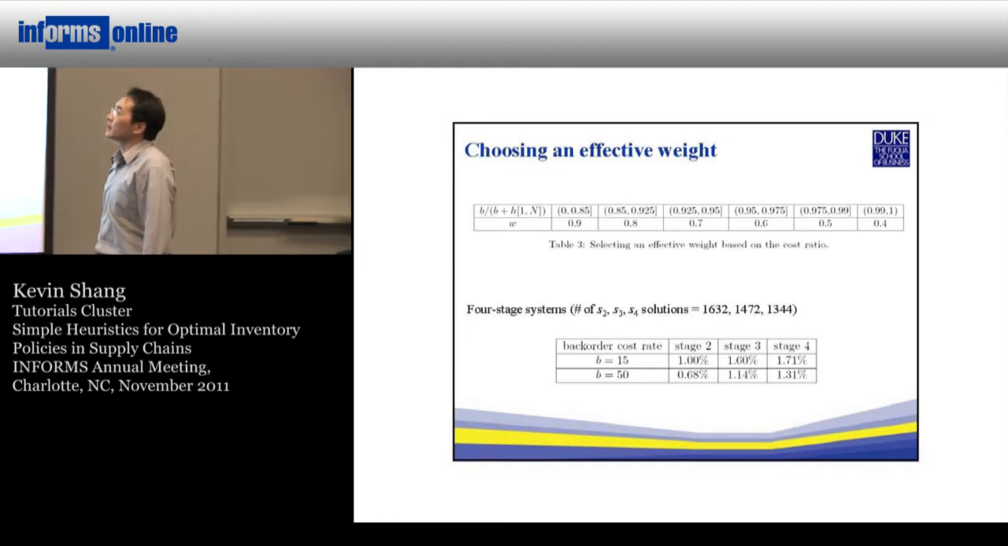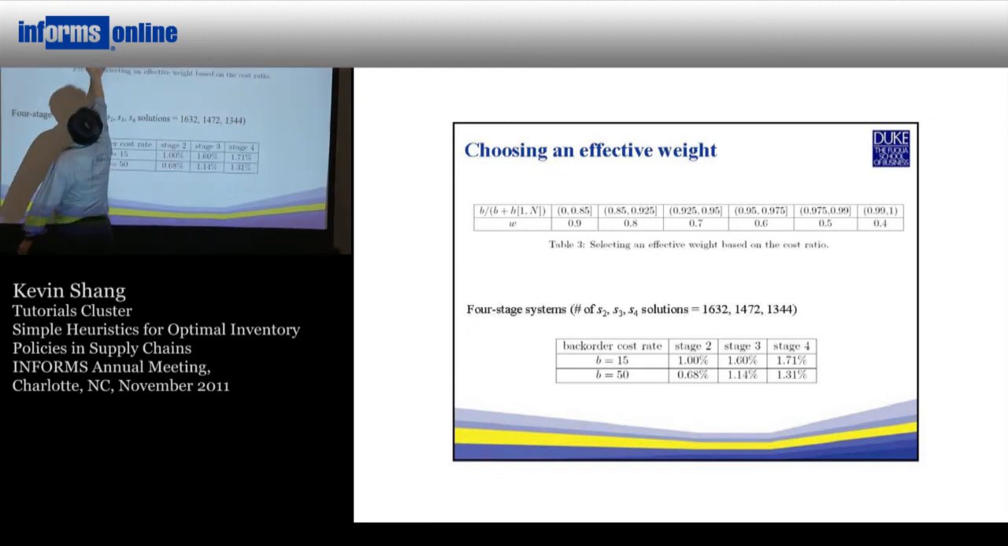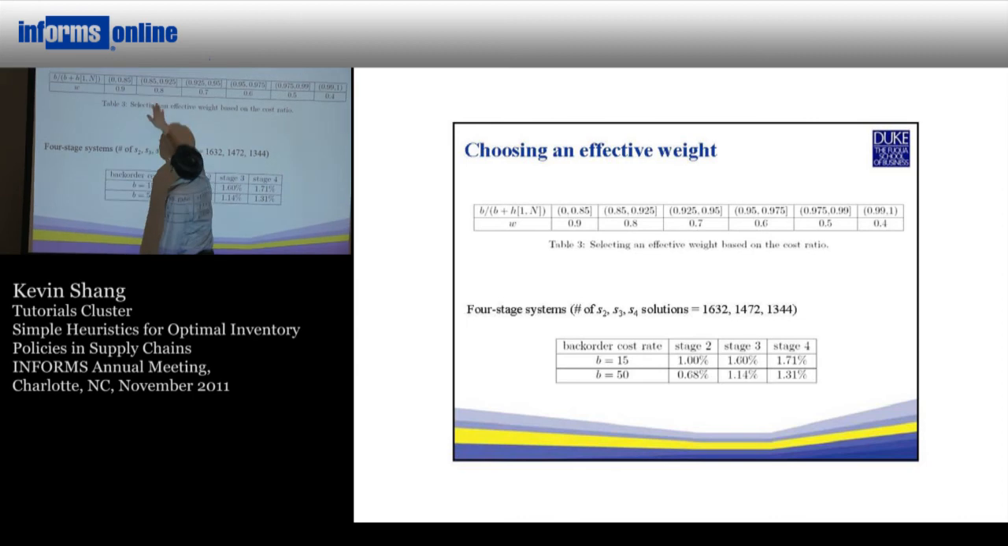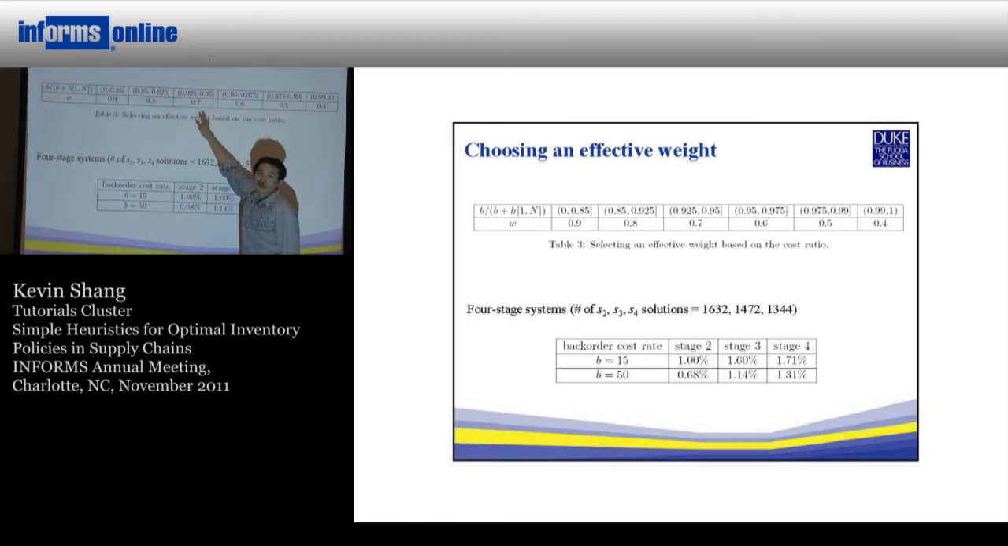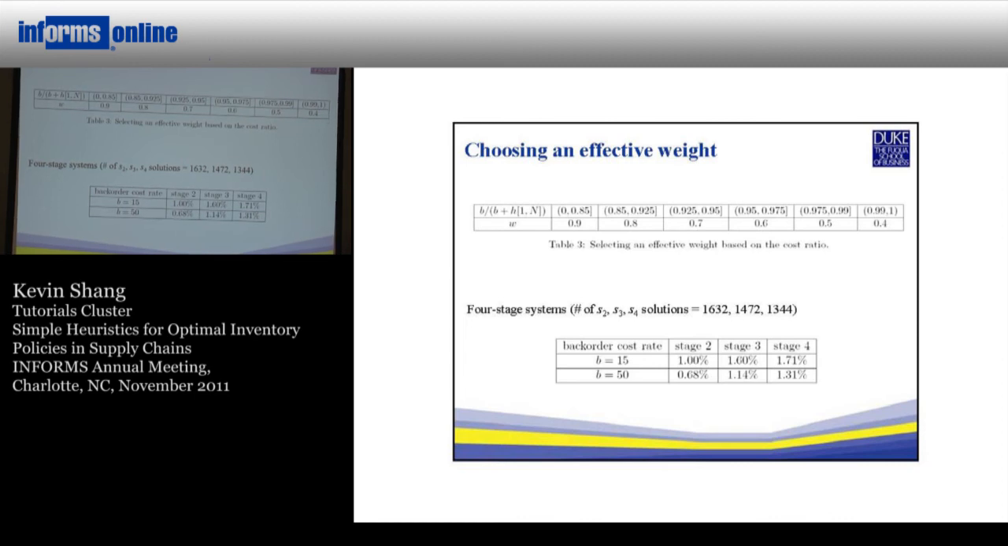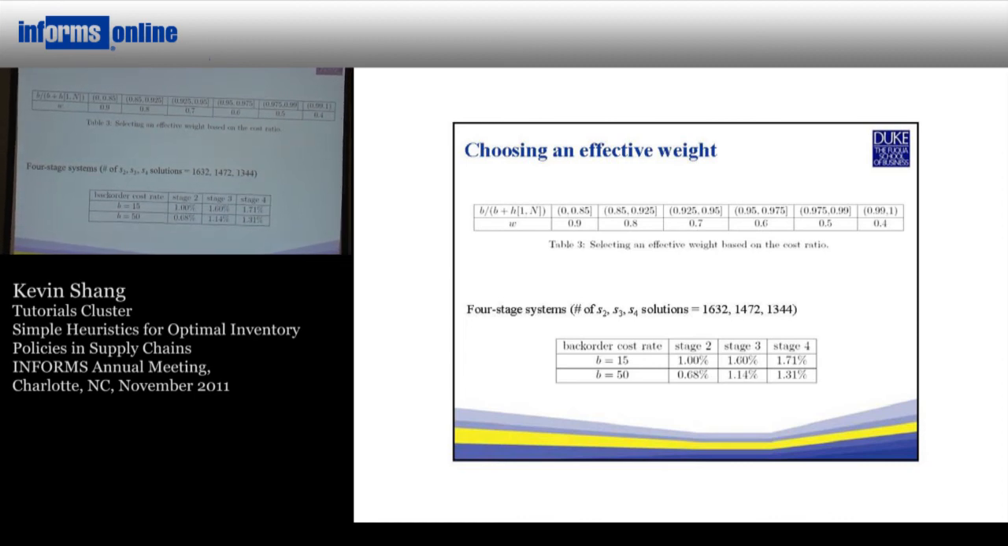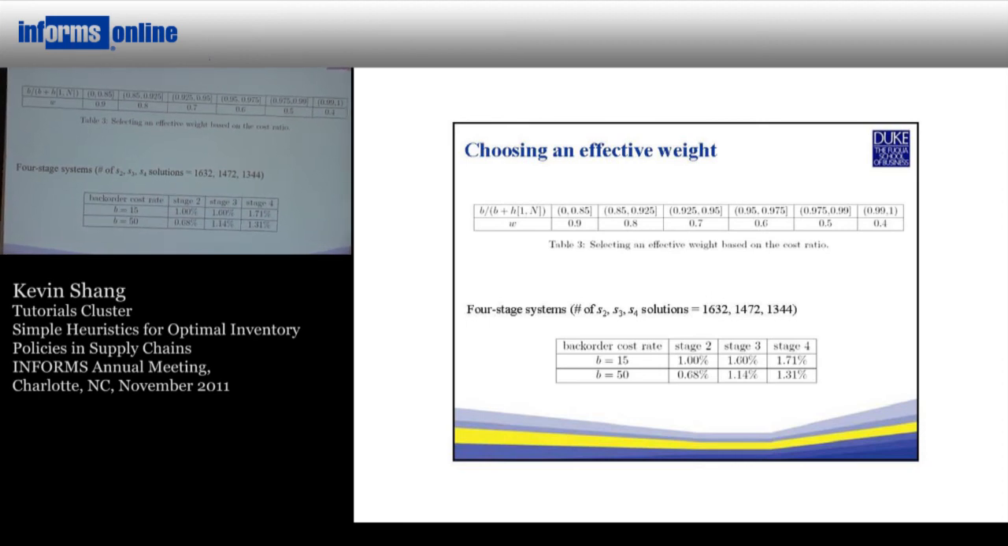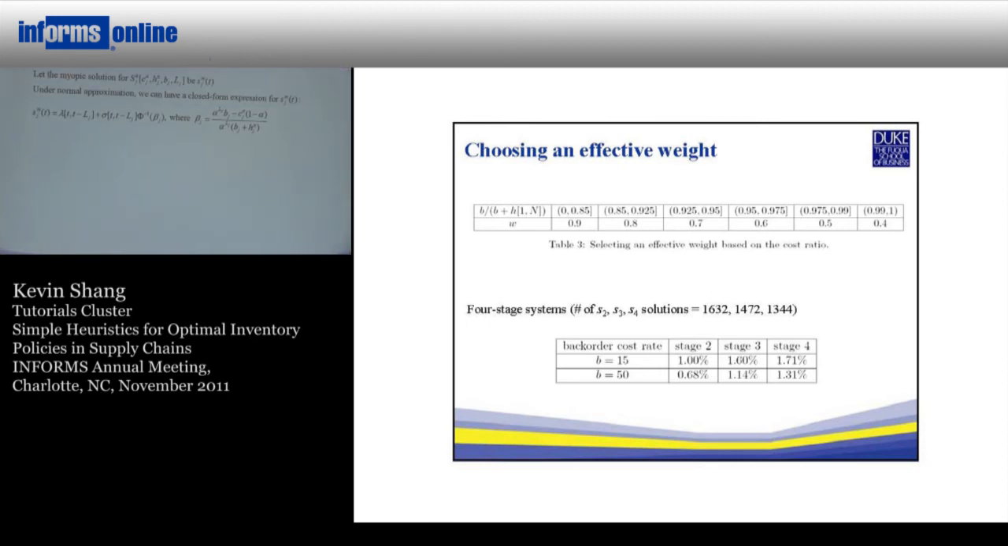Suppose here is your service level. If your service level is in this range, these numbers look good, at least from our numerical study. Here is a table for you; you may consider using it. We also did the same thing to test the 4-stage systems, and it's also very effective.